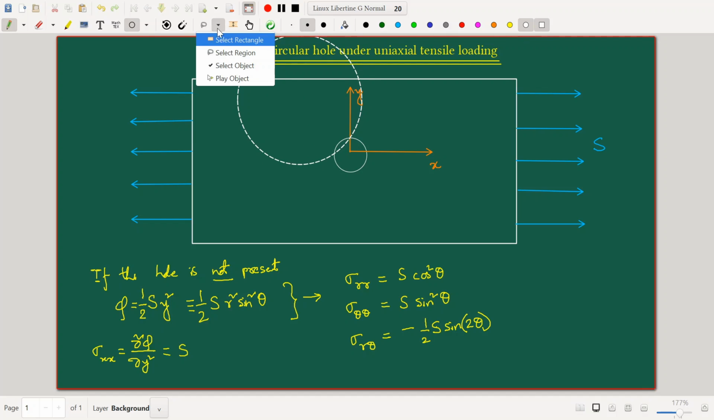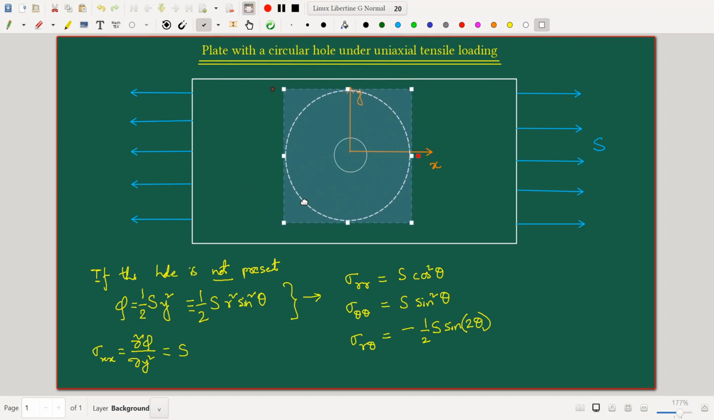And I will place it concentric with the original circular hole. Okay, so what I'm imagining is this kind of a circular border, this imaginary circular border, or just a circle whose radius is much larger than this actual hole radius.